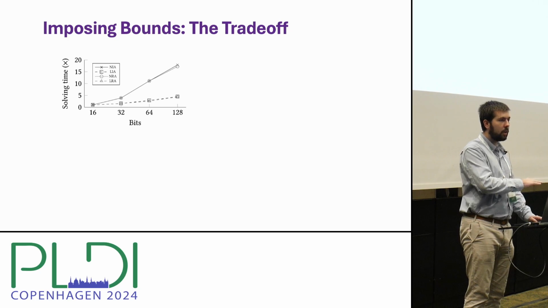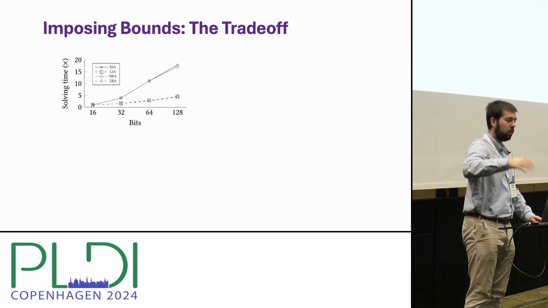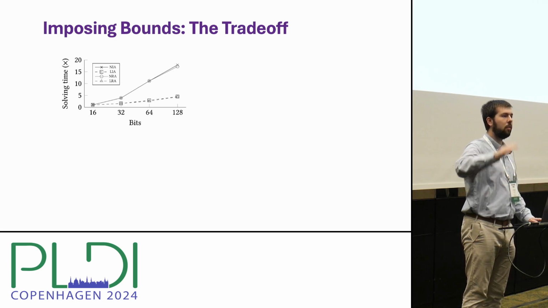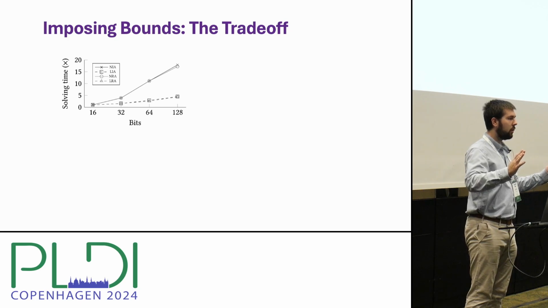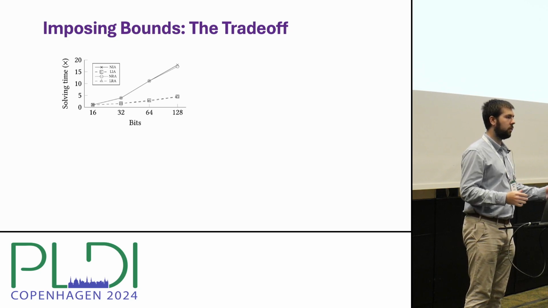On the x-axis, we have the number of bits. And on the y-axis, we have the solving time. It's normalized so 16 bits is 1. And as you can see, as the number of bits is increasing, the solving time is going up. This happens because when we expand the bit width, the solver has more to reason about. It's more complex, and therefore it takes longer to solve them.